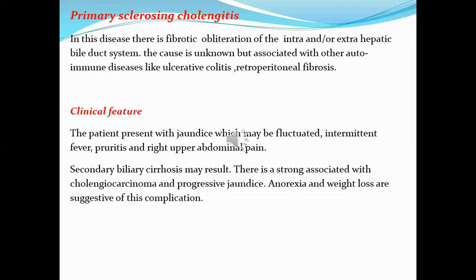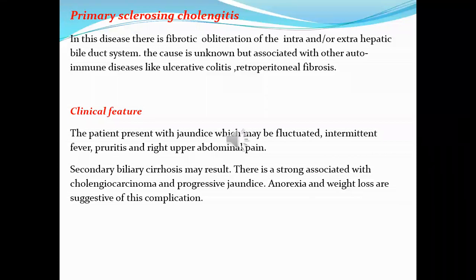Another cause of cirrhosis is called primary sclerosing cholangitis. In this disease, there is a fibrotic obliteration of the intra- and extrahepatic biliary duct system. The cause is unknown but may be associated with other autoimmune diseases, for example ulcerative colitis or retroperitoneal fibrosis. Clinical features: the patient presents with jaundice, which may be fluctuating or intermittent, with pruritus and upper abdominal pain.